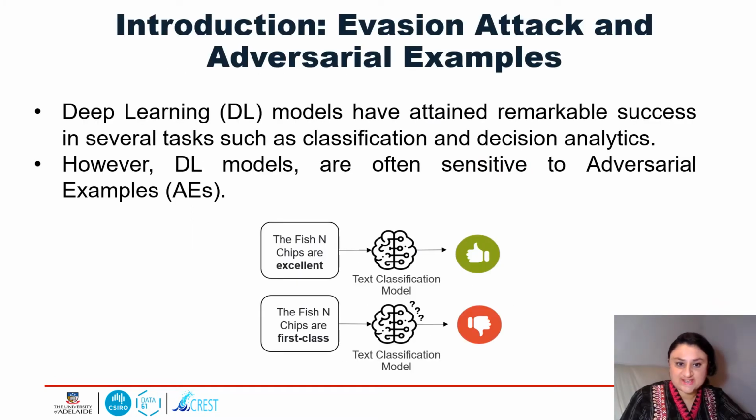So what are adversarial examples? Adversarial examples are a perturbed version of the original example on which the machine learning model tends to produce an incorrect output. For instance, consider this example, the fish and chips are excellent. Converting excellent to first class changes the output of the text classification model from positive to negative review. Hence, this determines that deep learning models are sensitive to adversarial examples, and when the models are subjected to such adversarial examples at test time, this is called an evasion attack.